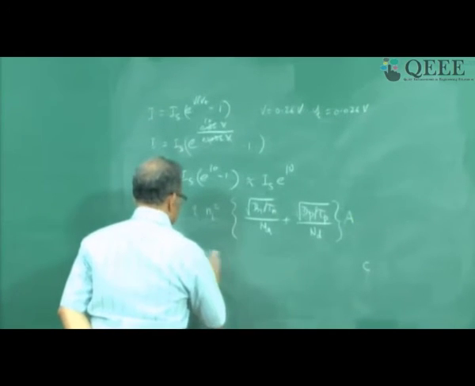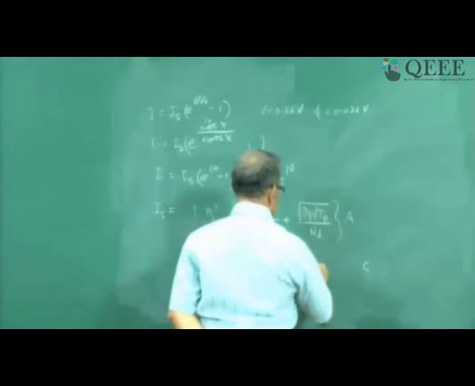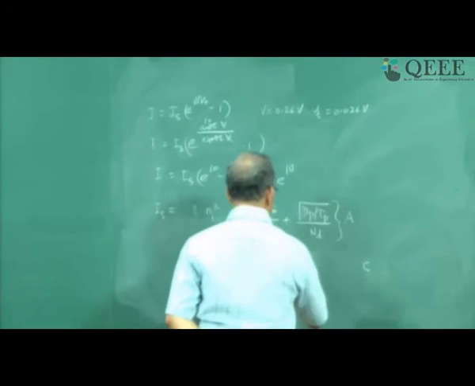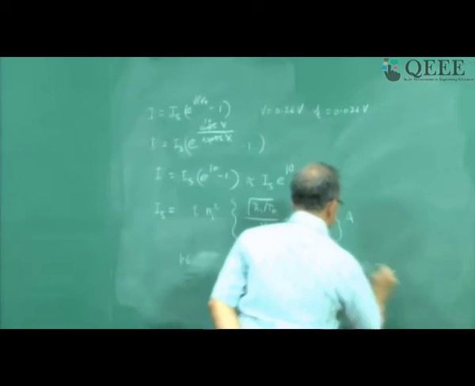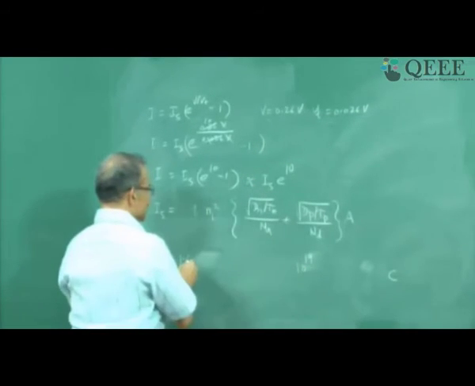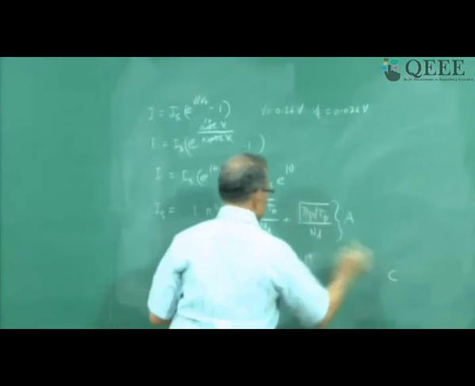So I will put the power here, 10 power minus 19. I will leave sufficient space and I will put the units here and the power here. So 1.6 into 10 power minus 19 coulombs.